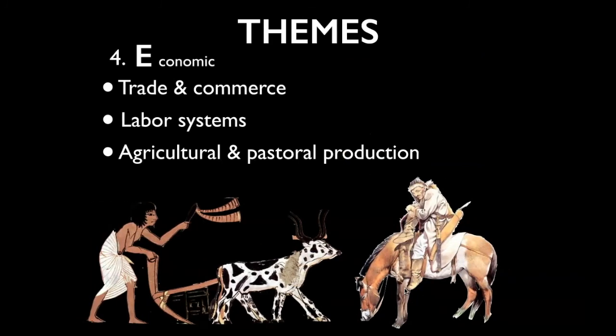We'll talk about agricultural and pastoral production. So, throughout a lot of world history, the vast majority of people spent most of their time trying to produce food for themselves or to live a pastoral lifestyle. A pastoral lifestyle is you're relying upon different domesticated animals.